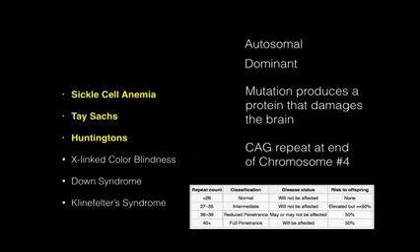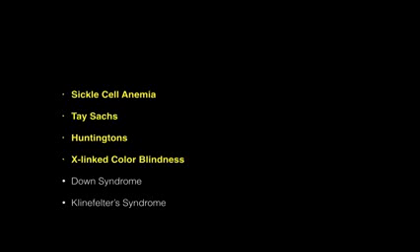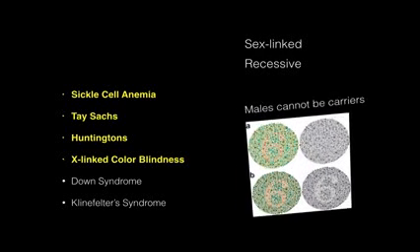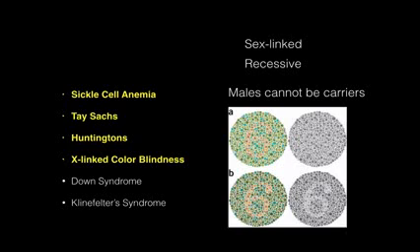One of the more interesting ones. Color blindness, or X-linked color blindness, is sex-linked, which means it's caused by a mutation to a sex chromosome, the X chromosome specifically, and it is recessive. So this means that males can't be carriers. Remember, with sex linkage, if you have an X chromosome and a Y chromosome, this is a male. If they're carrying this mutation on their X chromosome, they don't have another X chromosome over here to cover it up.